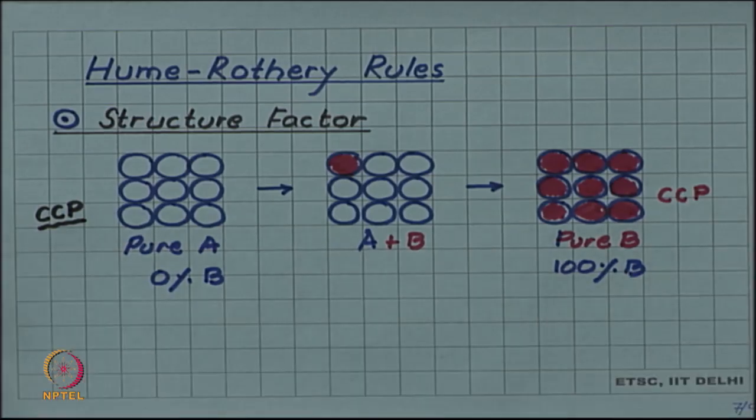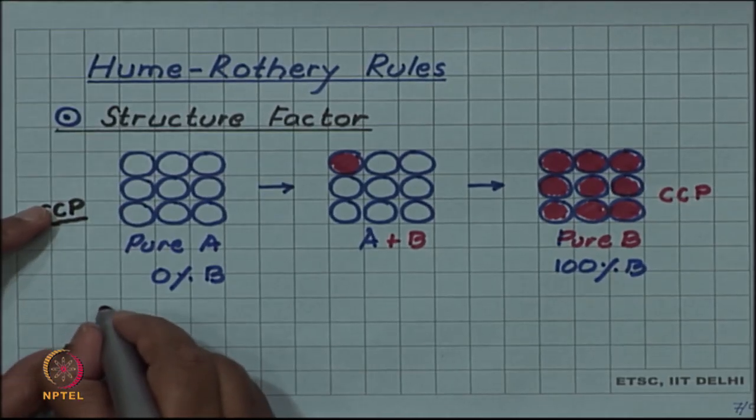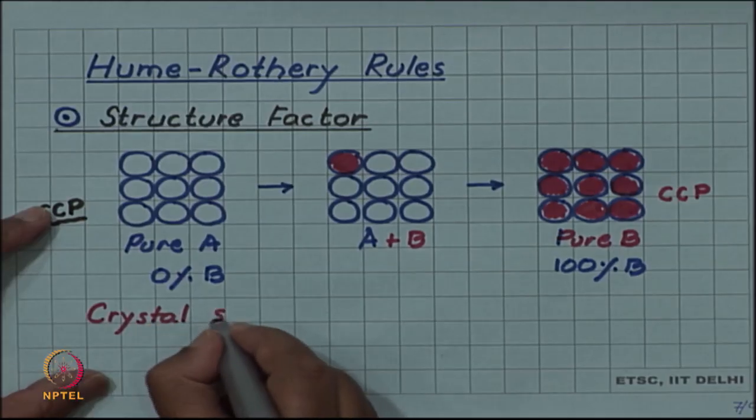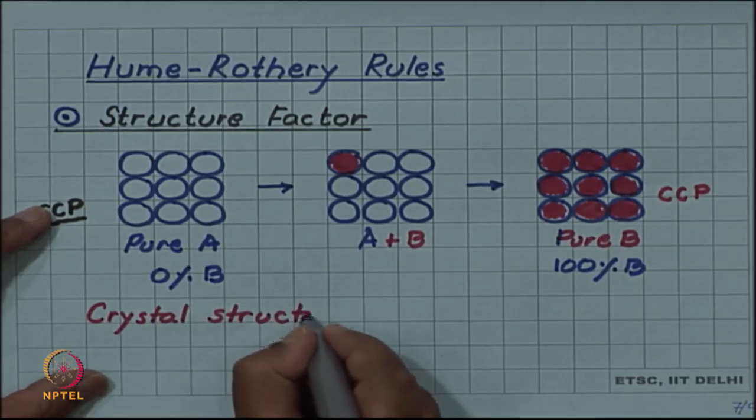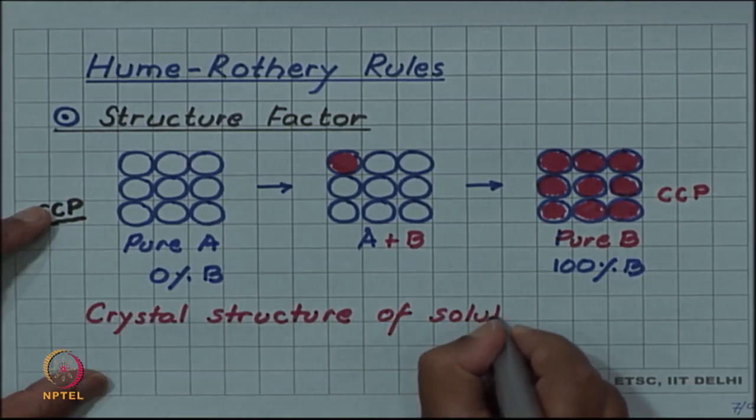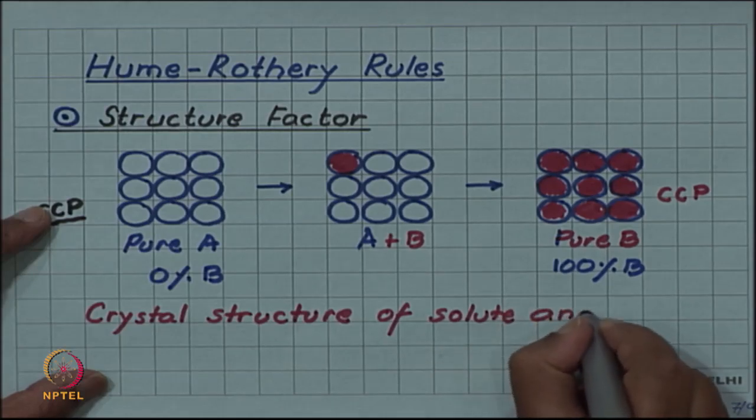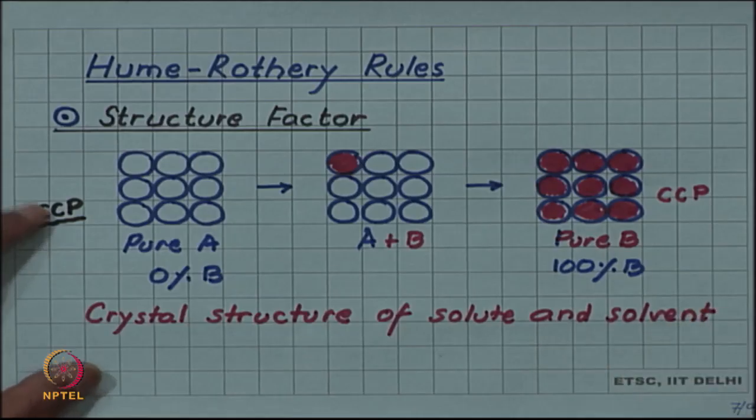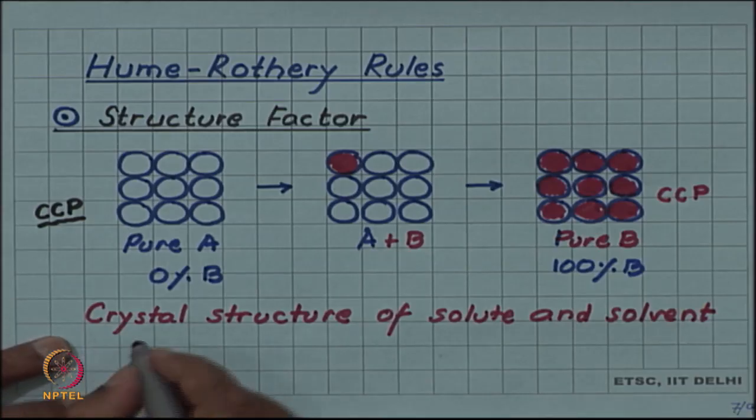So, if we have a complete solid solubility system like copper nickel, the two crystal structures have to be the same. So, the conclusion is, the crystal structure of solute and solvent, in this case anyway the distinction is not immediately obvious because they can be mixed in any proportion, the crystal structure of the two elements should be the same.